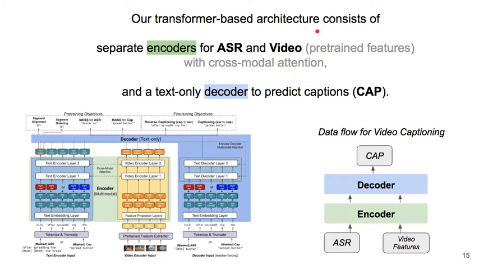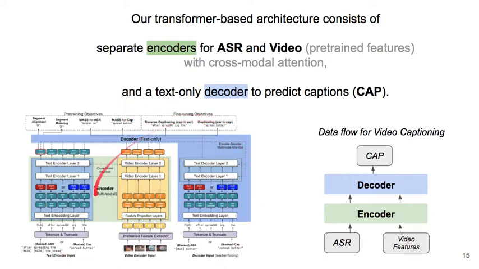Our transformer-based architecture consists of separate encoders for the ASR and video. This is the encoder with the ASR part on the left and the video part on the right. We have cross-modal attention between the two, so they can attend to each other. And then we have a text-only decoder to predict the captions. So the decoder is here, and it can attend to both the text and video features.